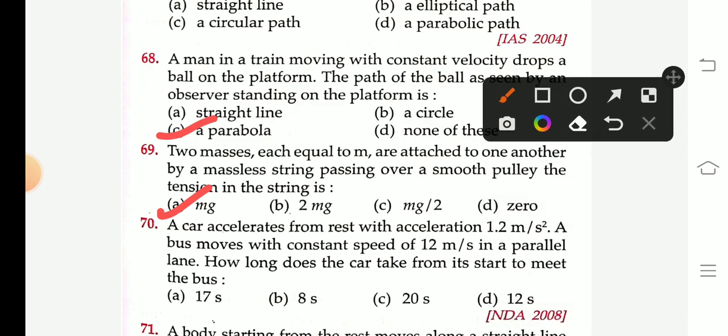A car accelerates from rest with acceleration 1.2 meter per second square. A bus moves with constant speed of 12 meter per second in a parallel lane. How long does the car take from its start to meet the bus? 20 seconds.